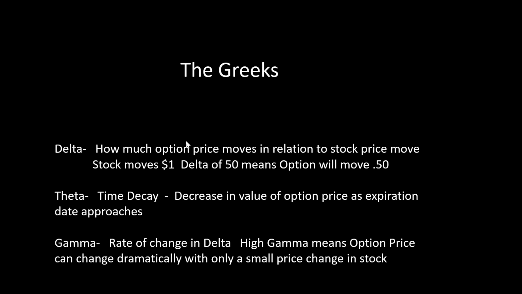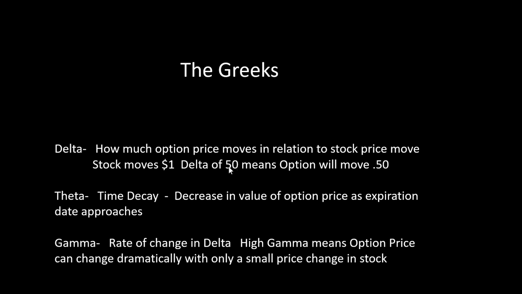All right, the Greeks we talked about a little bit already, the delta, how much the option price moves in relation to the stock price. If the stock moves $1, a delta of 50 means the option is going to go up about 50 cents. Now, if the stock moves up $1, the delta is going to move up too. When the stock moves up another $1, the delta is going to be higher than 50. It might be 55, so instead of moving 50 cents on the next dollar move, it might go up by 55 cents. So the delta is going to increase as the stock price goes up.